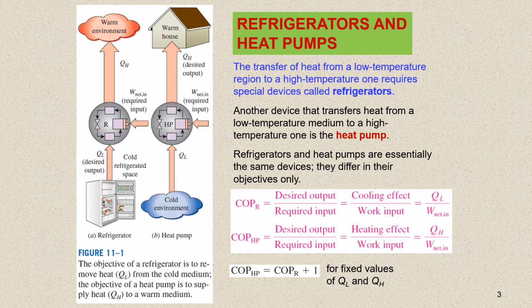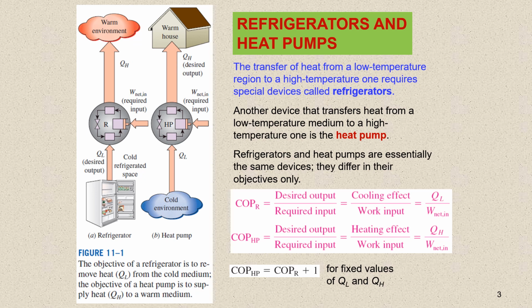Also, a comparison of the above equations reveals that COP sub HP is equal to COP sub R plus 1 for fixed values of Q sub L and Q sub H. This relation implies that the COP of a heat pump is greater than 1 since the COP of refrigeration is a positive quantity. That is, a heat pump functions at worst as a resistance heater, supplying as much energy to the house as it consumes.